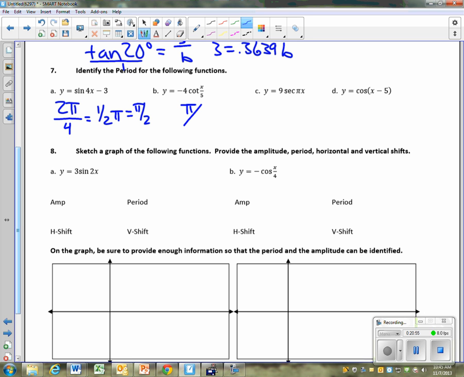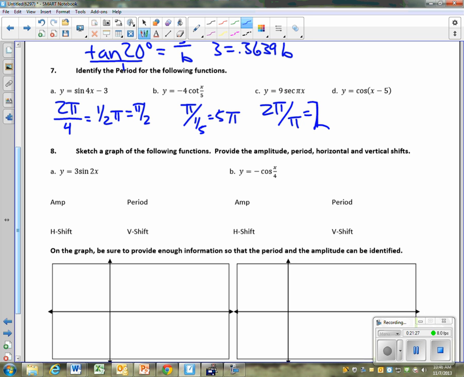This one's going to be pi divided by 1/5, which is 5 pi. This is pi divided by pi, which is 1. Or I'm sorry, 2 pi divided by pi, which is 2. Secant and cosecant is 2 pi divided by b, just like sine and cosine was. It's when you get tangent and cotangent that it's just pi.